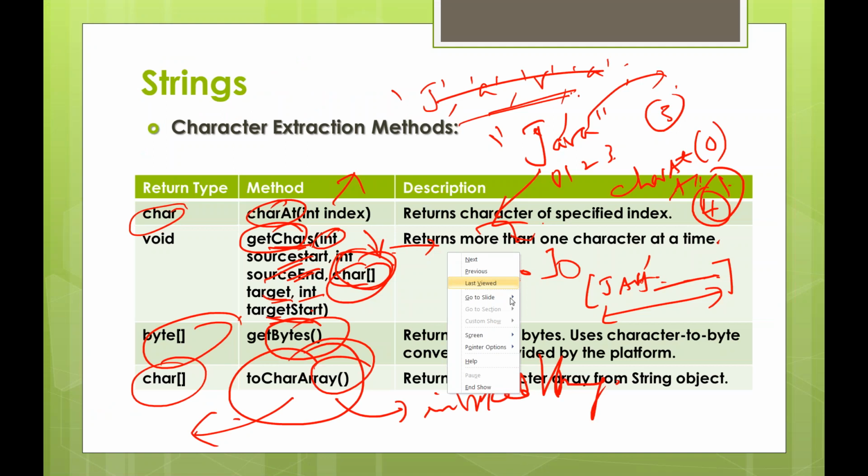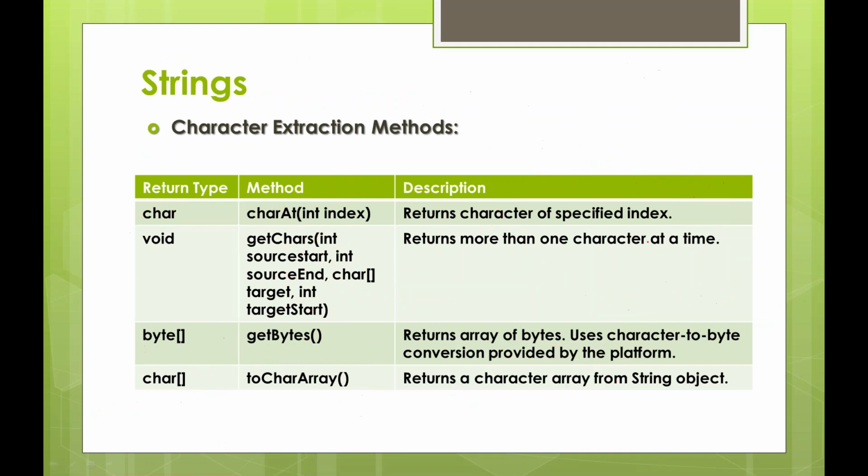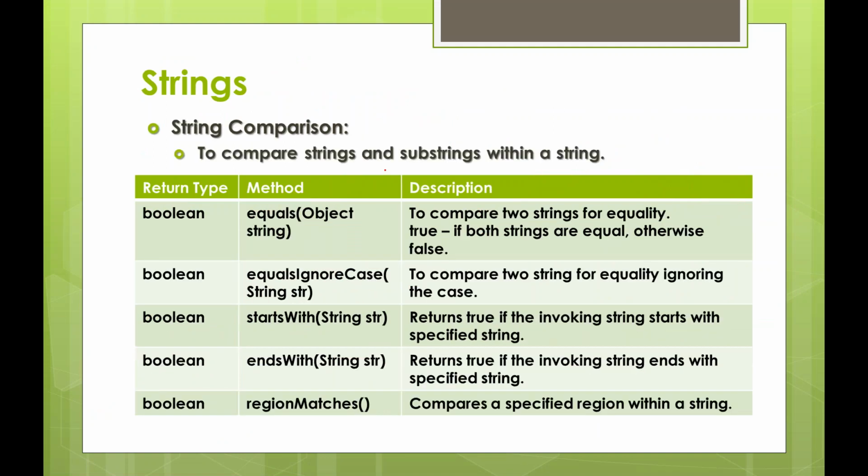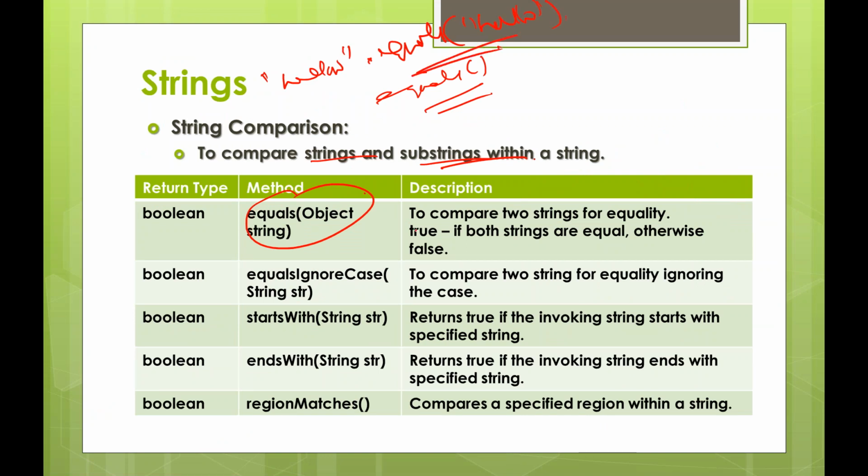So let us move on. Now, there are methods to compare. We have seen a couple of examples of the equals method to compare 2 strings. Similar to that one, we have multiple other methods to compare 2 strings and substrings within a string. Equals we know how to use: we have one string "Hello", dot equals "Hello". You can call it that way.